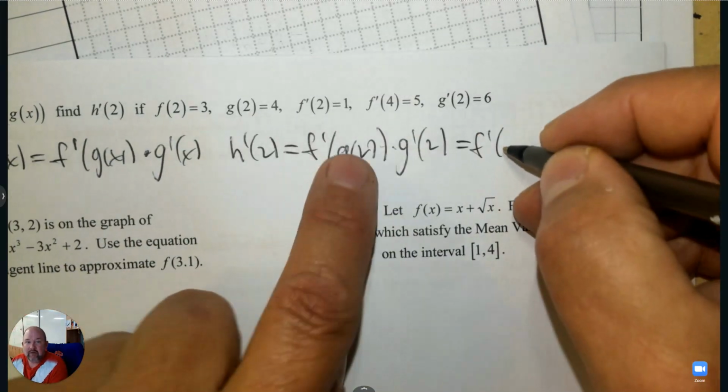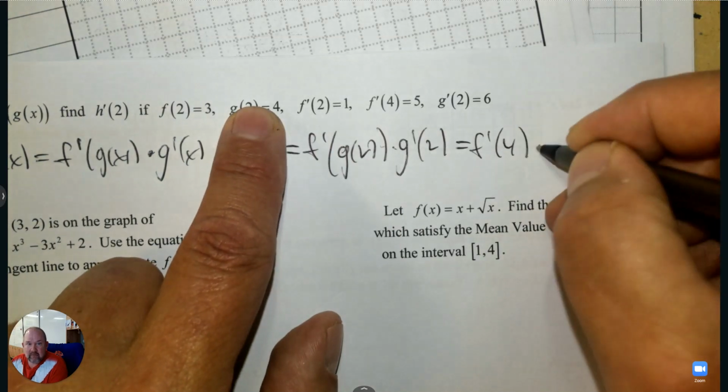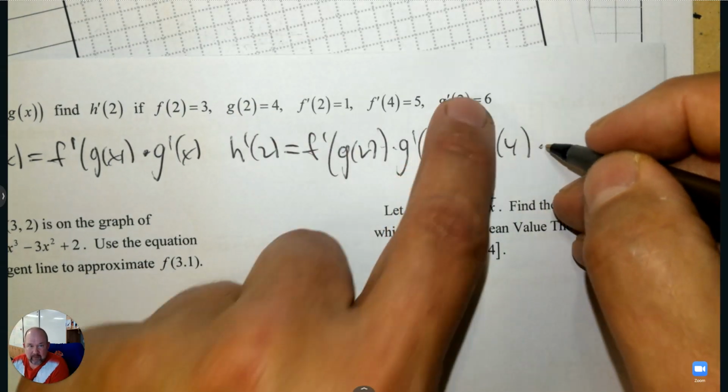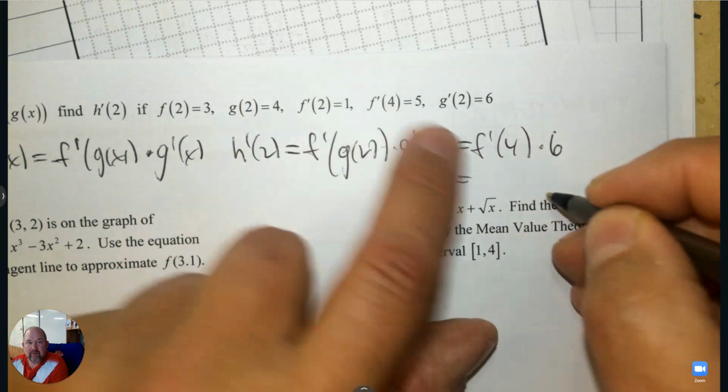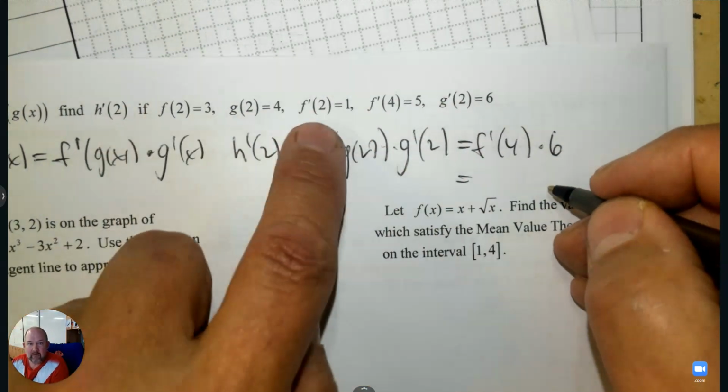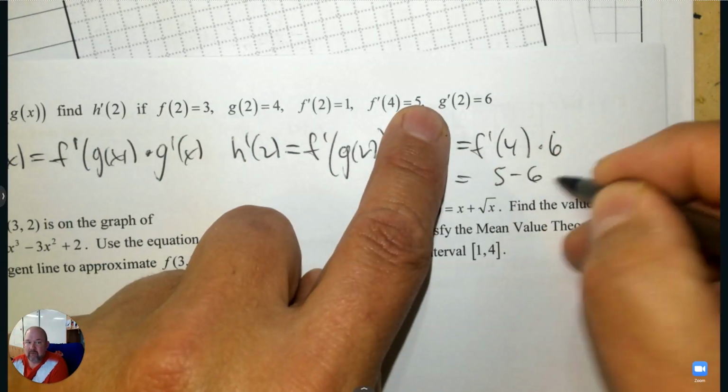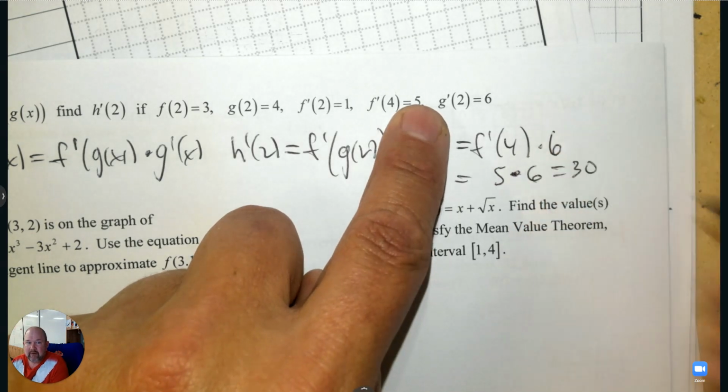So first of all, what is g at 2? It's 4. What's g prime at 2? It's 6. And then what's f prime at 4? It's 5. And so the answer is 30. 5 times 6.